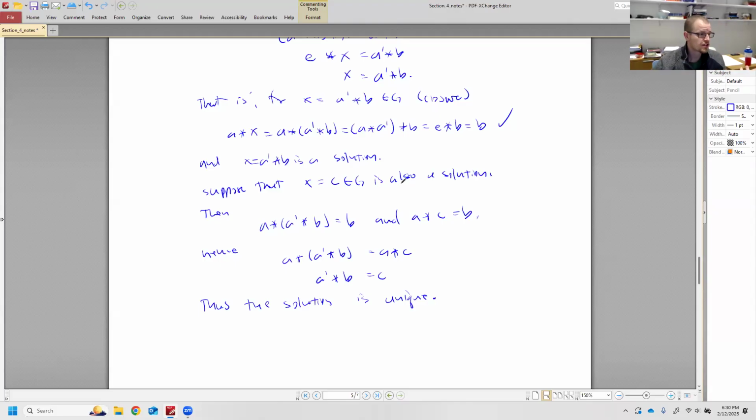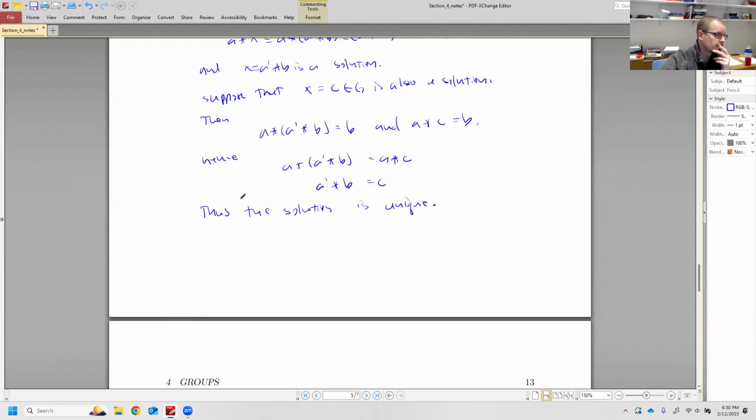Okay, so we have existence of a solution and we have the uniqueness of the solution. Similarly, it's the same work. Similarly, y star A equals B has a unique solution. And that's what we wanted to show, right? Each of the two equations has a unique solution.